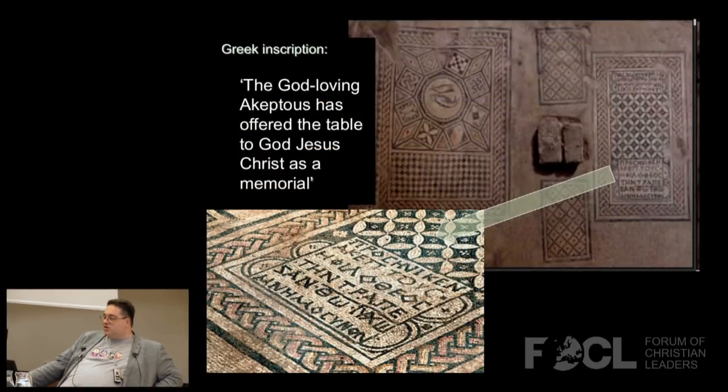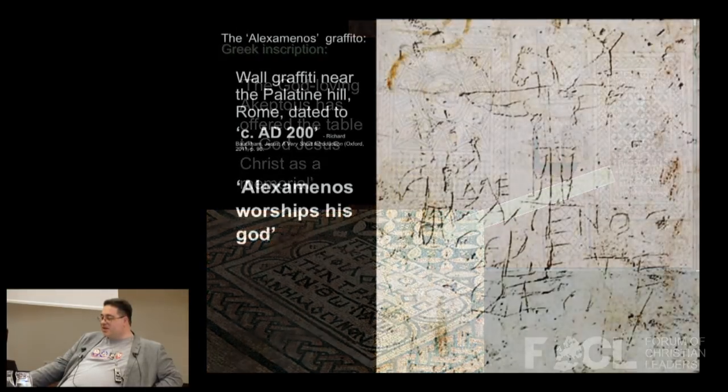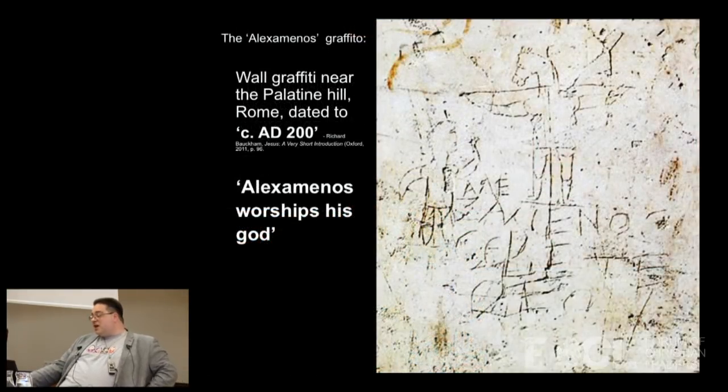There in an inscription, and they said they found various wine jugs and things, so this is an indication the Christians were gathering here to celebrate the Lord's Supper, and this was functioning at least as far back as the 3rd century. The God-loving Akeptus has offered the table to God, or the God himself, Jesus Christ, as a memorial. Dated to around 200 AD, so just the turn of the century into the 3rd century there.